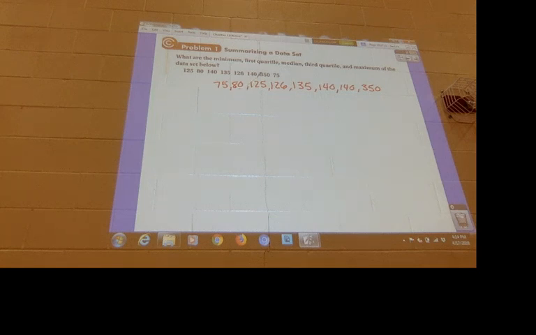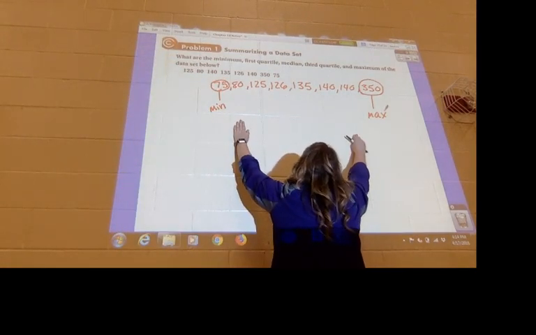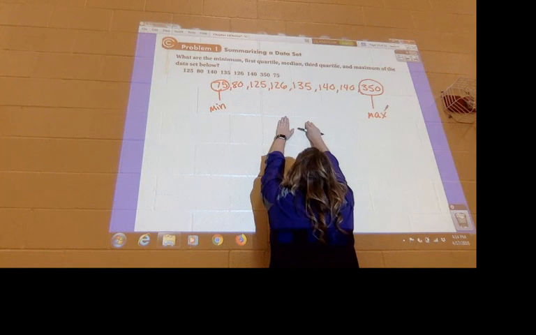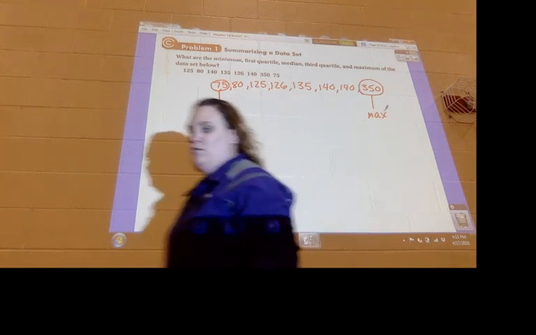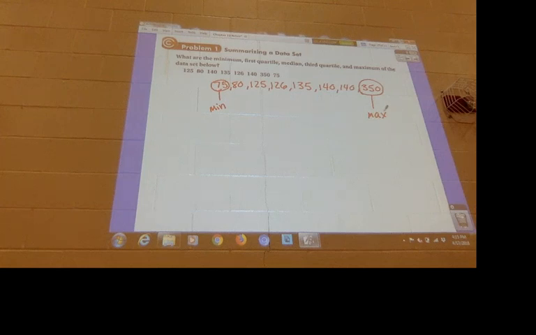Now, the way I like to do it is I like to circle my values. So who is my minimum? 75. That's my min. Who is my max? 350 is my max. Who is my median? It falls between two, right? So how do I find the median if it falls between two? I circle those two. I have to take the average of those two. What do I get?